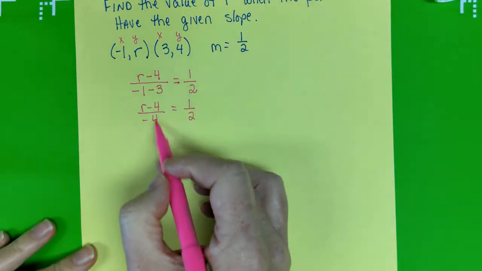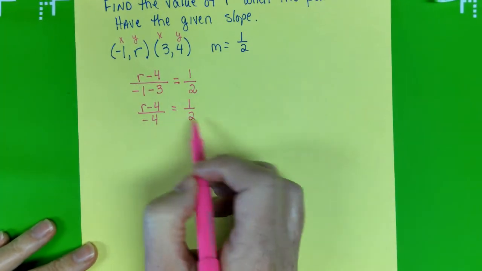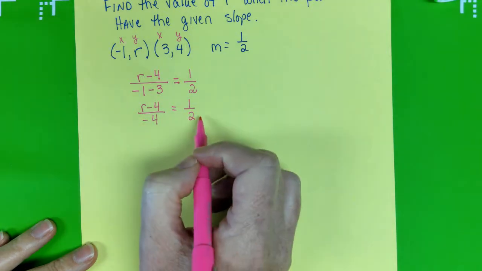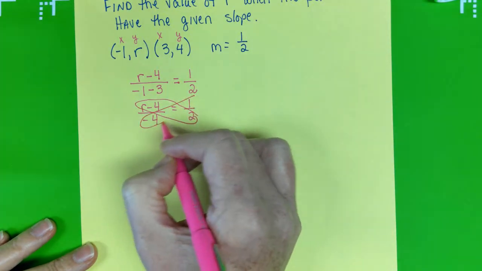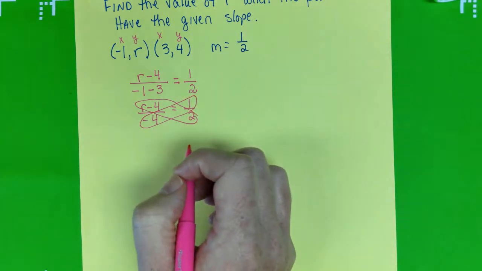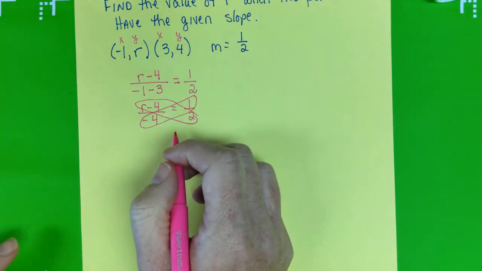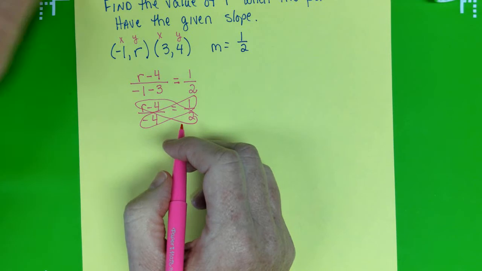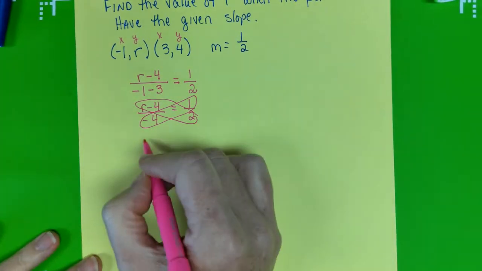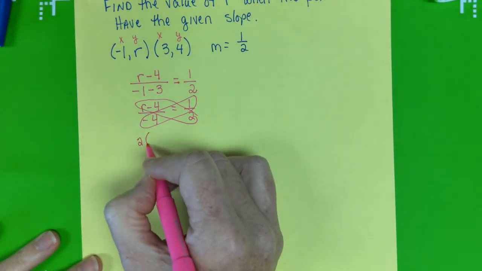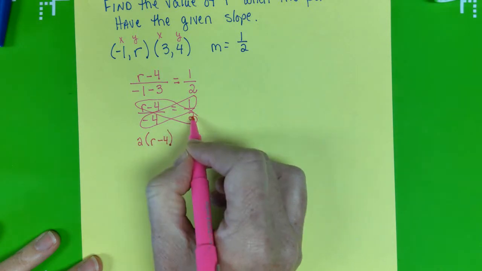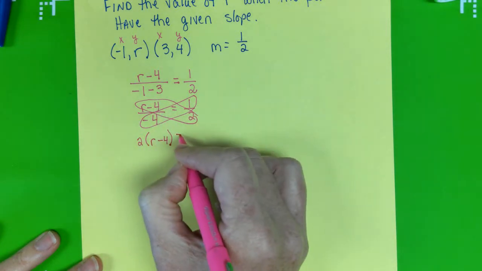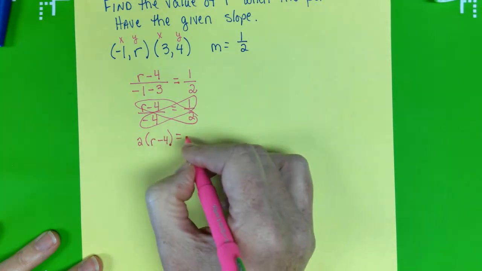Now I want to point out that these are 2 ratios. This is a proportion. So there's lots of different ways to do this. You may discover a totally different way, and that's fine. But this is the way that will work all the time. And so I'm going to cross multiply, and I'm doing 2 times R minus 4 equals -4 times 1.